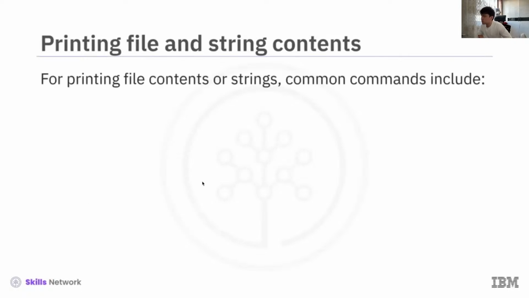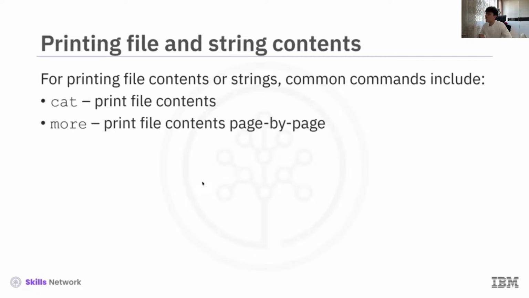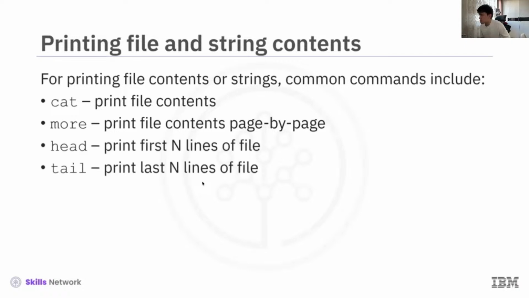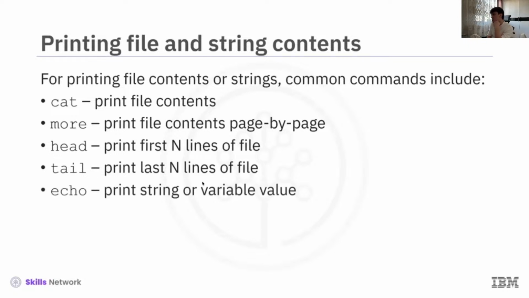For printing file contents or strings, common commands include cat, which prints the entire contents of a file, more, used to print file contents one page at a time, head for printing just the first n lines of a file, tail for printing the last n lines of a file, and the very common echo command, which echoes an input string by printing it. It can also echo the value of a variable.